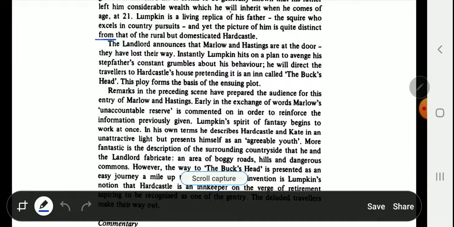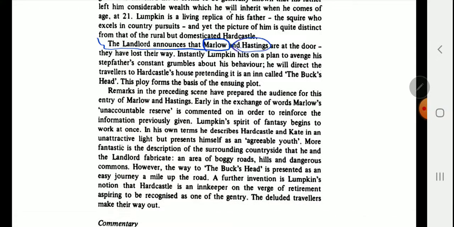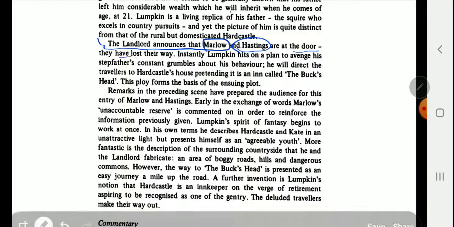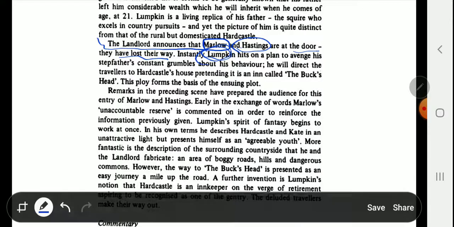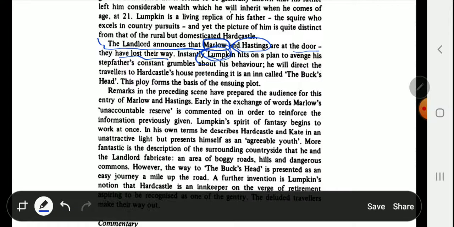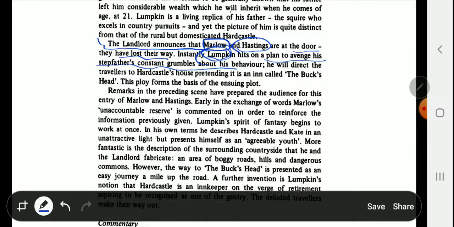Okay, so we have the landlord of the inn, and the landlord announces that both Marlow and Hastings, two people, are at the door of the inn, and they have already lost their way. And Lumpkin already knew, and he was waiting for two men to come to his house, and now he really had a plan to avenge his stepfather's behaviors towards him.